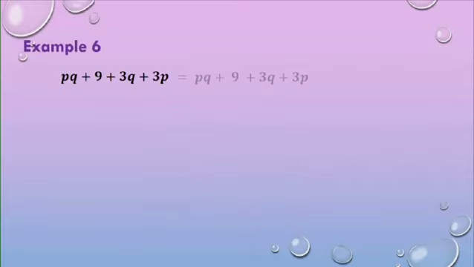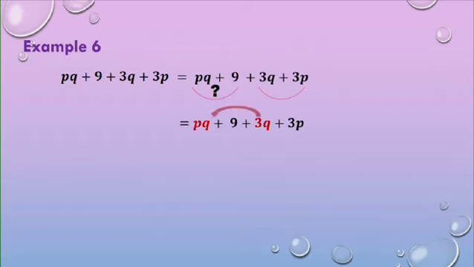Let's see one more example where we need to interchange the position of the algebraic terms. Again, if you are making two different groups, in the two groups we do not have common factors. Like for the first group, pq plus 9, there is no common factor. But in the second group we do have a common factor 3. But we cannot proceed since in the first group we do not have a common factor. So we are going to proceed by interchanging the position of 3q and 9. So we have pq plus 3q plus 9 plus 3.